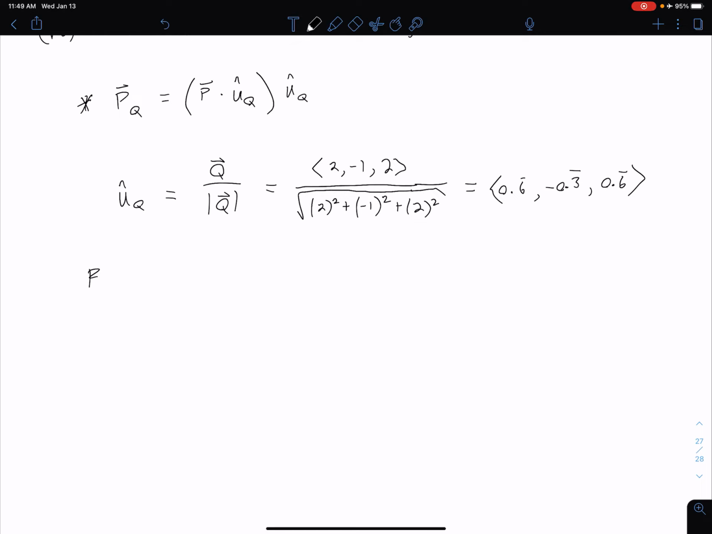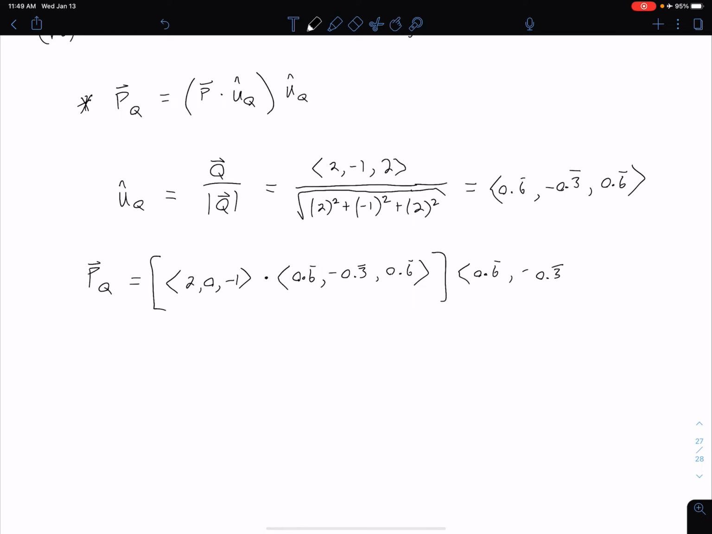And so I can say P projected onto Q is equal to our P vector, which is 2, 0, -1. And then we're taking the dot product of that with our unit vector in the Q direction. So 0.6 repeating, -0.3 repeating, and 0.6 repeating. And then we're multiplying that result by that same unit vector. So 0.6 repeating, -0.3 repeating, and 0.6 repeating.